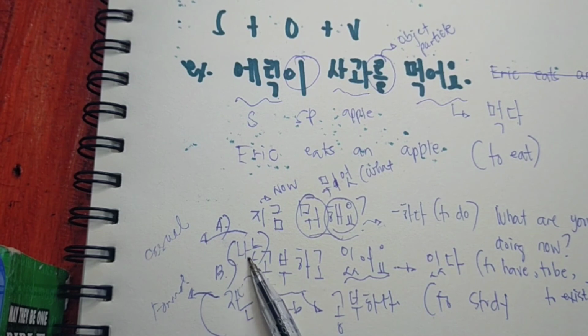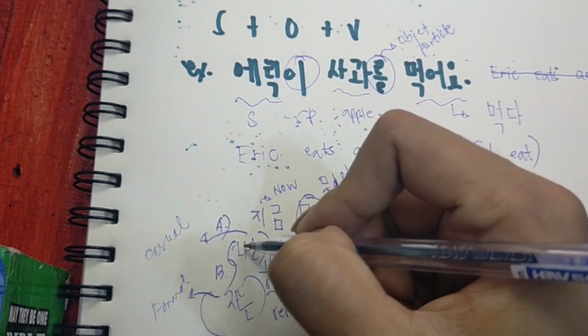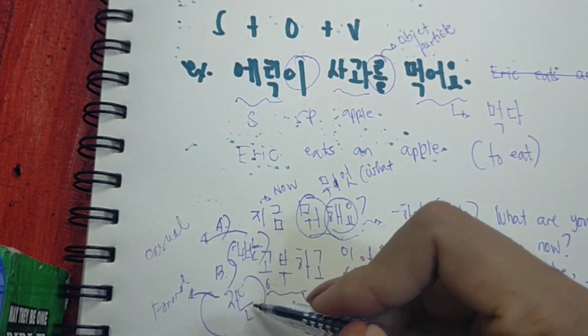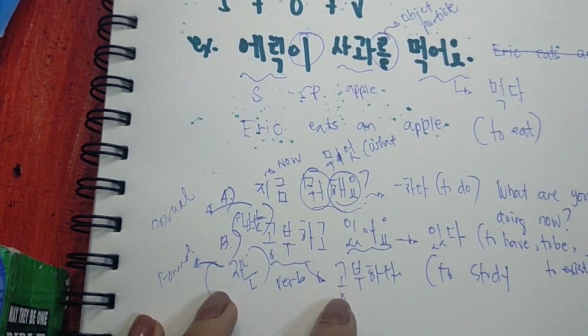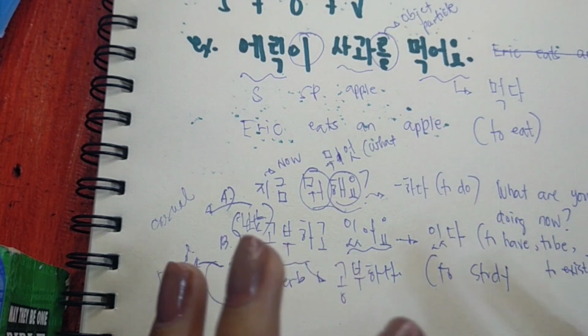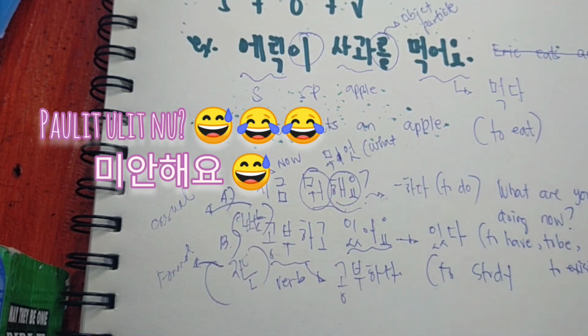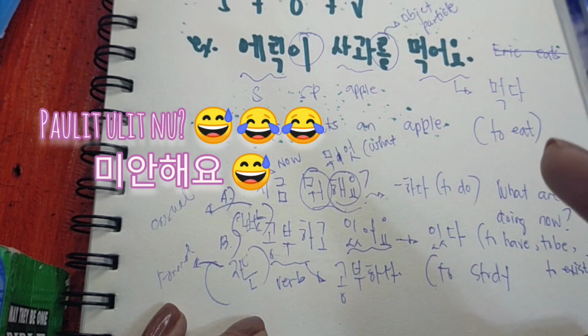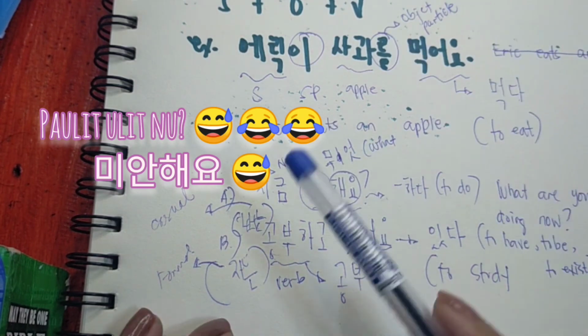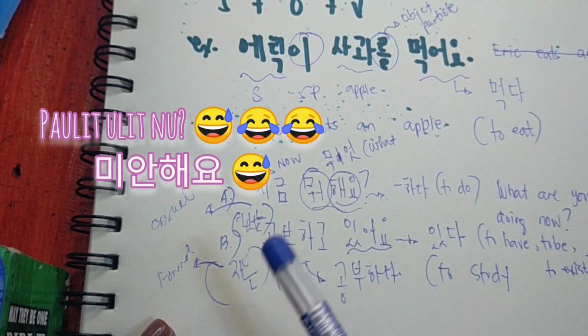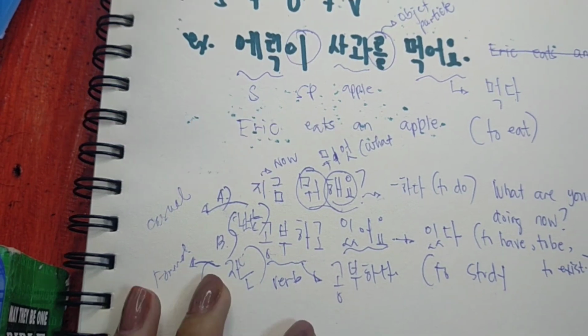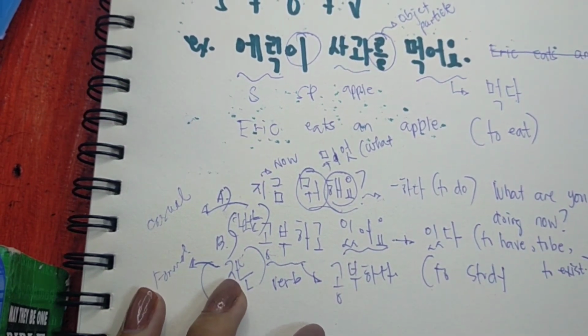Pwede mo siyang sagutin ng 공부하고 있어요 nang hindi kasama tong 나는 or 저는. Ang isang sentence pwedeng walang subject kung nasa conversation kayo, kung alam mong ikaw yung tinatanong, so, pwede mong tanggalan ng subject. Ayan, nagets po ba? Sana may naintindihan kayo.